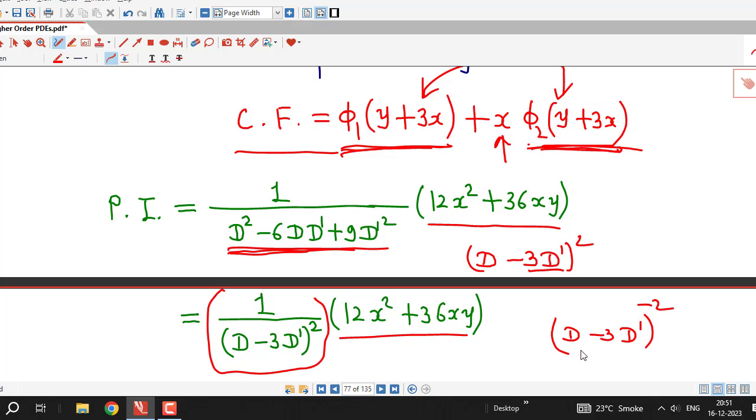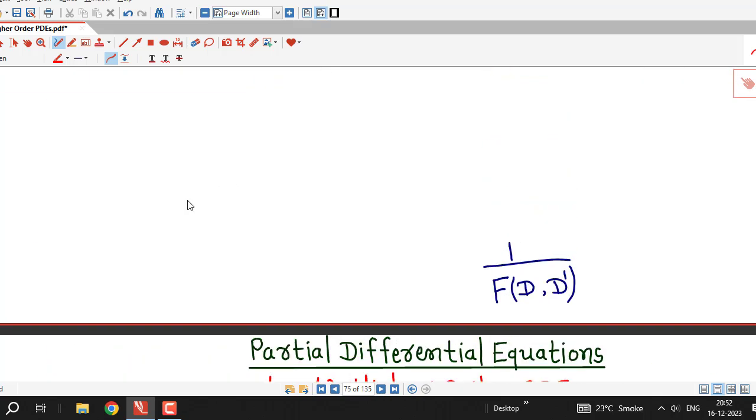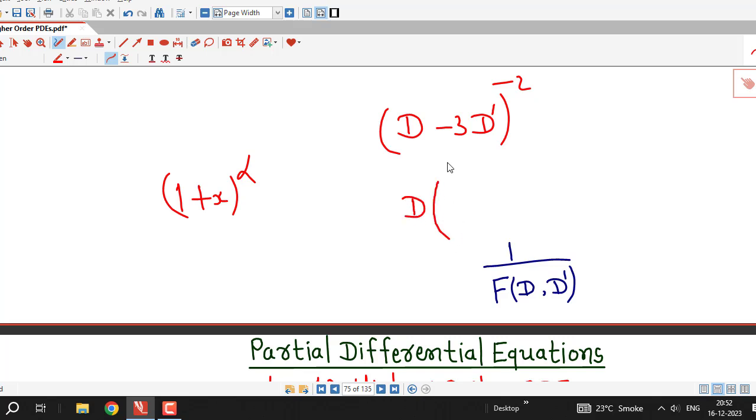and I want to apply the binomial theorem for this, but the binomial theorem is for 1 plus something to the power alpha. So I have to convert this D minus 3 D dash and write it as 1 plus something. For that, either I can take D common or 3 D dash common. Suppose I take D common, then I can rewrite this as D times (1 minus 3 D dash divided by D) to the power minus 2.